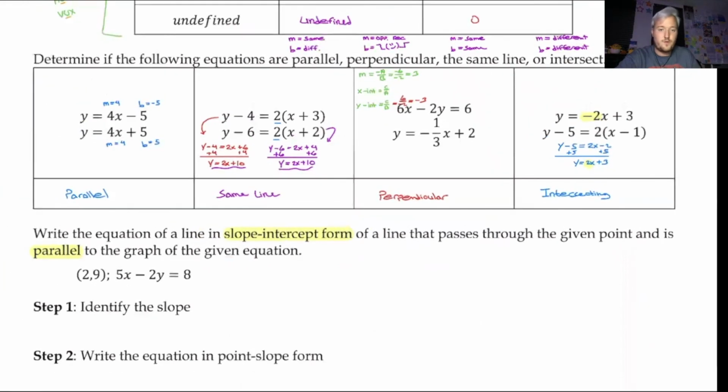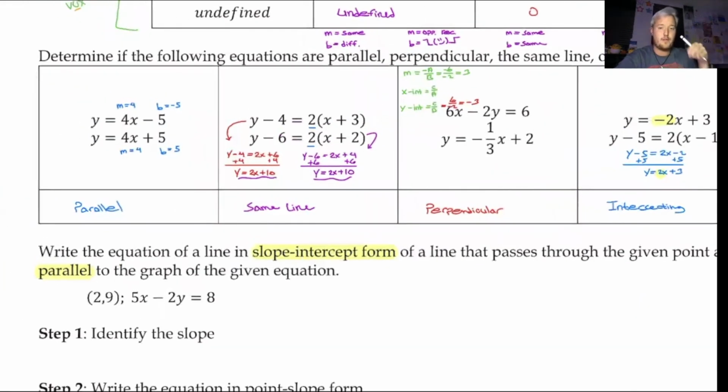All right. So the slopes play the biggest role in this. So really be careful with parallel and the same line. The y-intercepts make a big difference there.